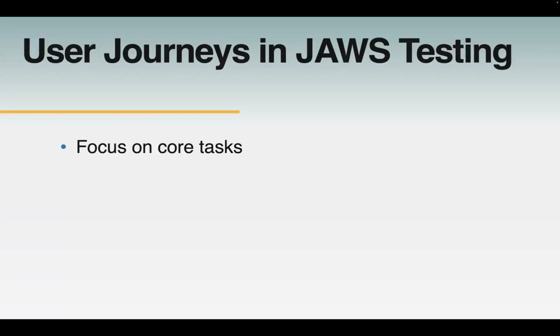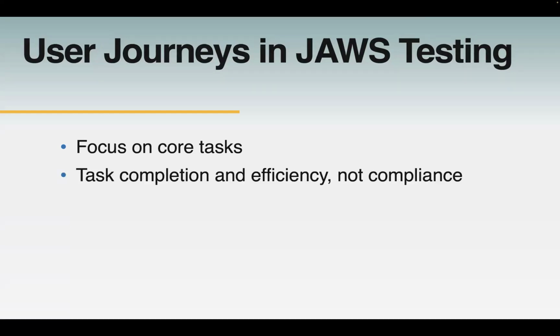So where do user journeys come in terms of JAWS testing? They can focus on core tasks. Again, you won't be able to test everything all of the time. These tests are very intensive. So focus in on those core tasks first. Task completion and efficiency, not compliance. Okay, in compliance testing you may well spend an awful lot of time evaluating the accessibility of something that users hardly ever visit or use, or that is not key to them. So this really is task completion. It's all about making sure that they can actually finish that shopping cart process, because that's what you need them to do.